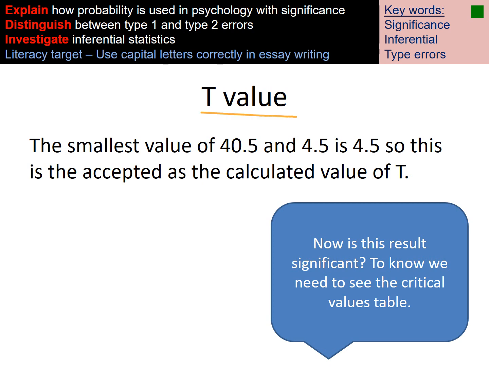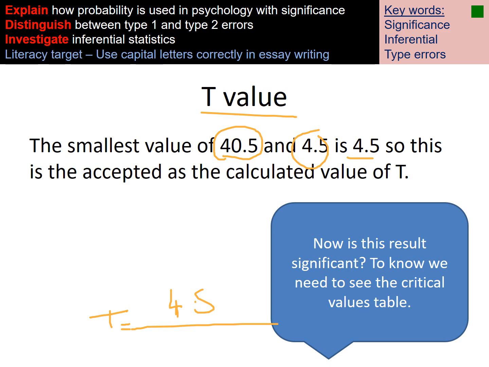Again, it does tell you this on the exam, but the t-value is always the smallest value. Well, I've just worked out 40.5 and 4.5, so obviously 4.5 is the smallest number. So at the bottom of my page, where it's going to say t equals on an exam, I'm going to write 4.5 on there. So I'm going to show the examiner that I understand that t is the smallest value that's calculated.